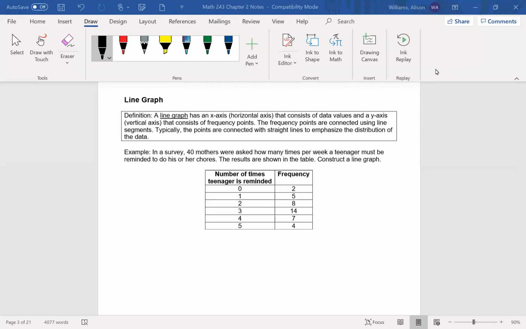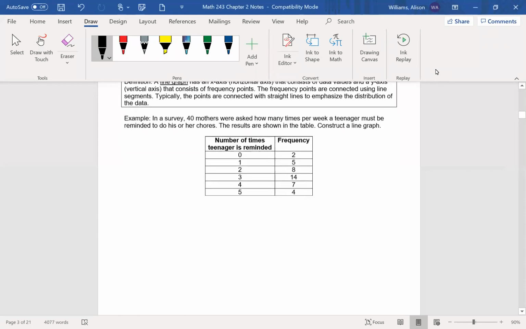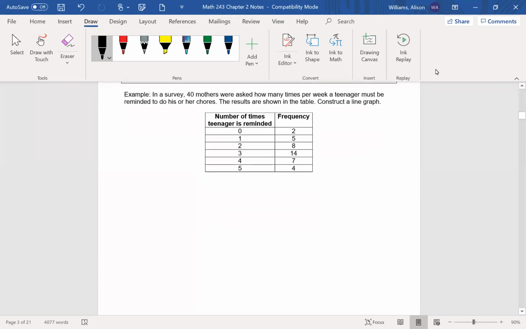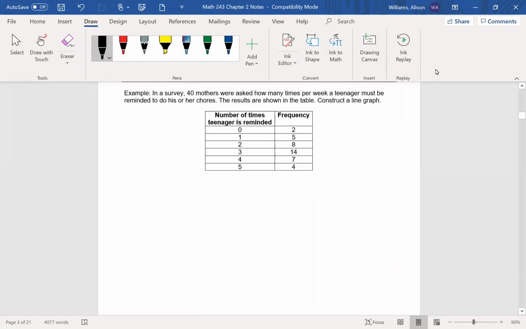Let's just go ahead and go through an example on how to do this. So here we're given that 40 mothers were asked about how many times they have to remind their teenager to do their chores. And there's the breakdown. So I'm seeing that the X values are very nice, but the Y values, okay, we go out to 14. So I'm going to make sure I give myself space. And I'm thinking I'm going to probably go by twos. I think that'd be reasonable.